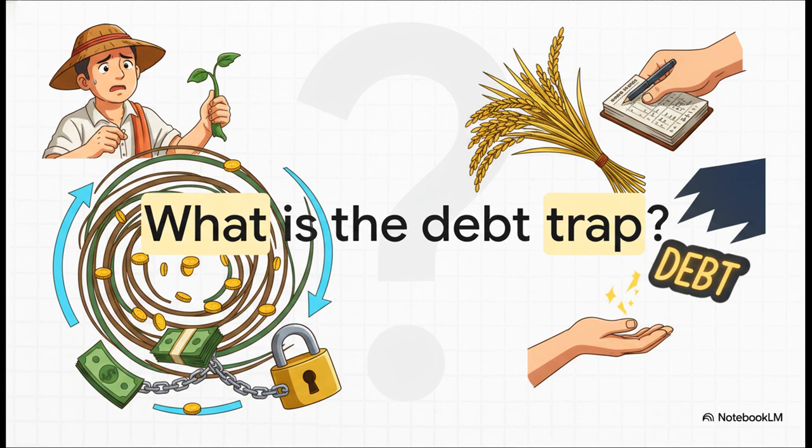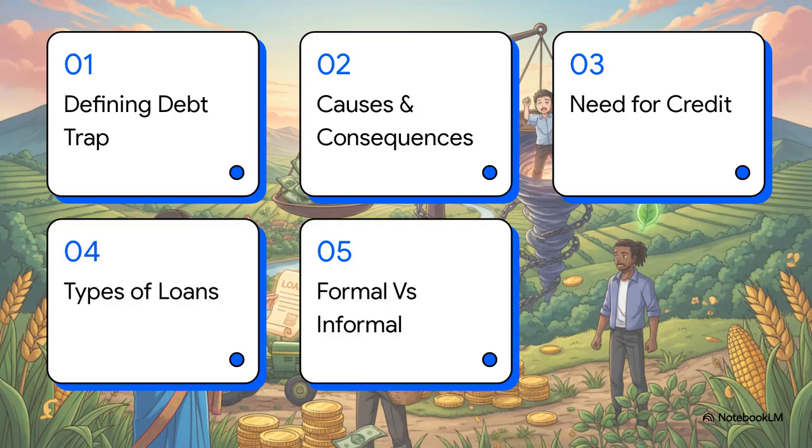Now, it's a phrase that gets thrown around a lot in textbooks and news reports, but to get full marks, you really need to understand the underlying mechanics of how it actually functions. Here is our syllabus for today's explainer, giving you a clear mental map. 1. Defining the debt trap. 2. Causes and tragic consequences. 3. Why farmers need credit. 4. Types of rural loans. And 5. Formal versus informal sources.